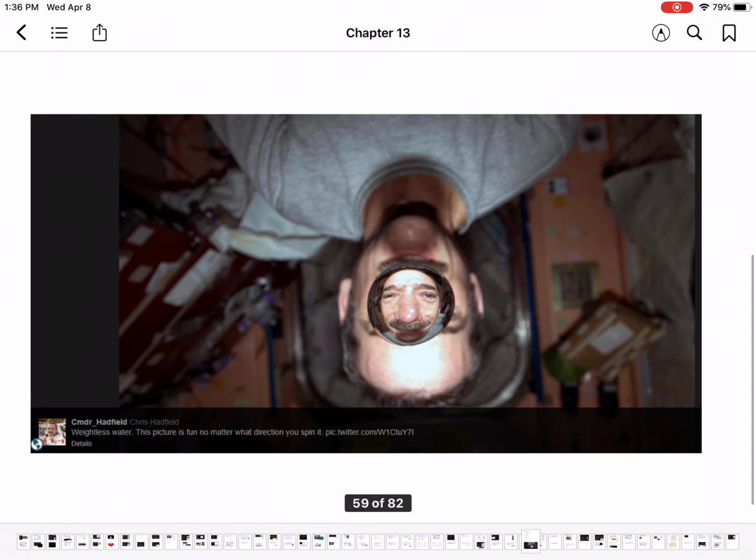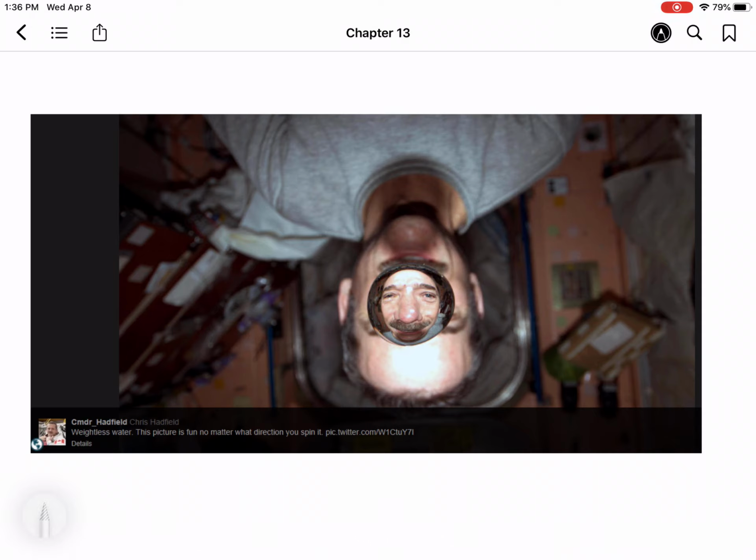Okay. This is a good example. This is Chris Hadfield, right? And he's in space. And so he's got a water droplet, right? If you think about a water droplet, well, it's going to be a ball, essentially, because of the surface tension. And a ball is essentially a double convex lens, right? And so you see here that his head is this way, and his head is this way in the image. In the object, which is him, he's the object, right?